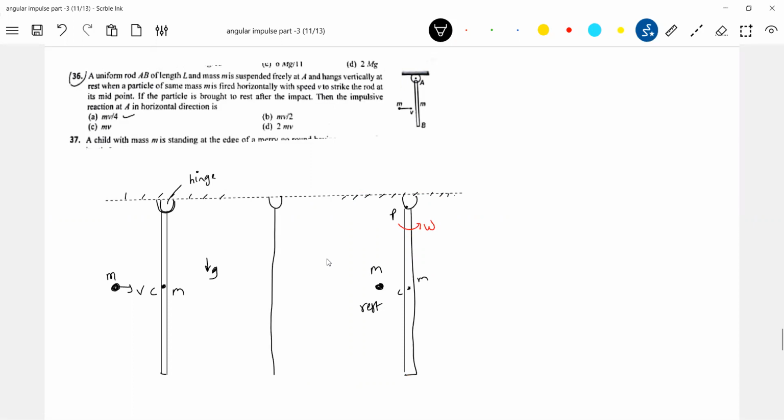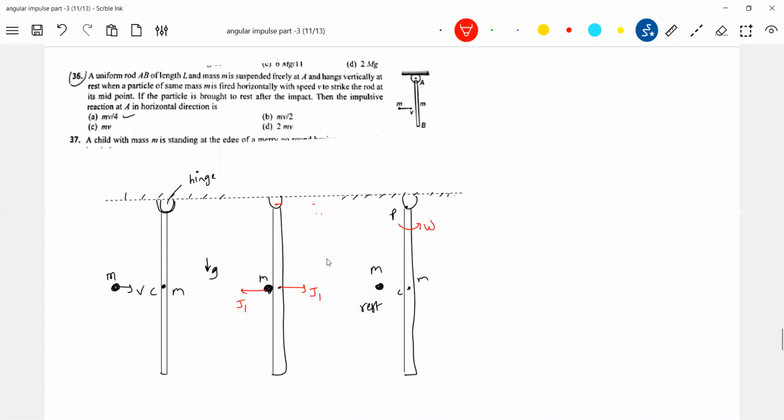Now let me go for during collision. This is what happens, no? Here, an impulse on the rod, J1, the impulse on the particle. Then there will be impulse at the hinge, impulse by the hinge on the rod.